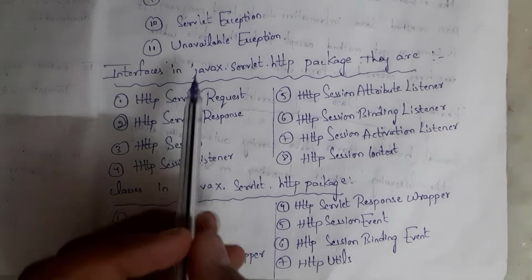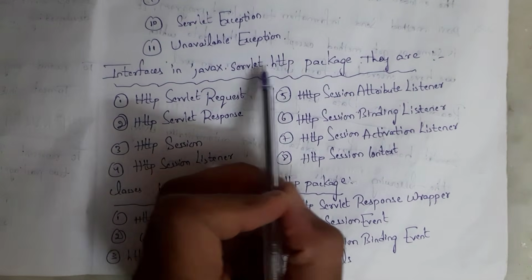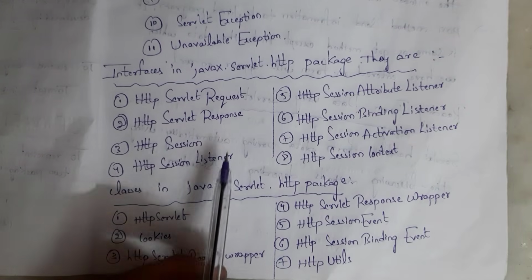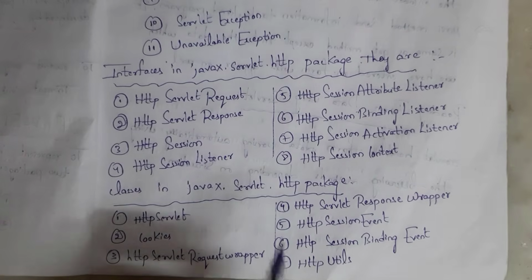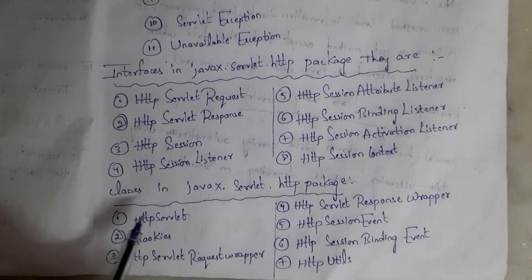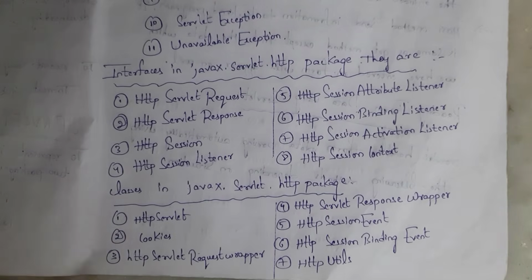Now, interfaces in the javax.servlet.http package. First one is HttpServletRequest, HttpServletResponse, HttpSession, and so on. And in javax.servlet.http, these are the classes that are present. First one is HttpServlet, next one Cookie, and HttpServletRequestWrapper, HttpServletResponseWrapper, HttpSessionEvent, and so on. These are the classes and interfaces in the javax.servlet package and javax.servlet.http package.